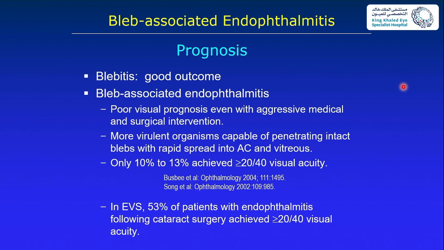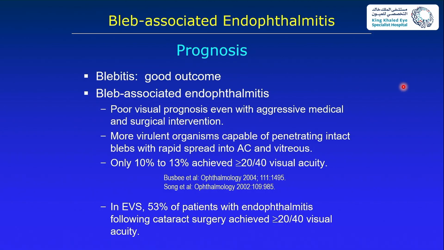I summarize here two studies that show that only 10 to 13% of the patients achieved 20/40 or better vision. And majority of the patients, the eyes were eviscerated. Compare this with the post-cataract endophthalmitis. In the endophthalmitis vitrectomy study, which examined only patients after cataract-related endophthalmitis, 53% of the patients achieved 20/40 or better visual acuity. Big difference. And the main reason for this is different microbiology.